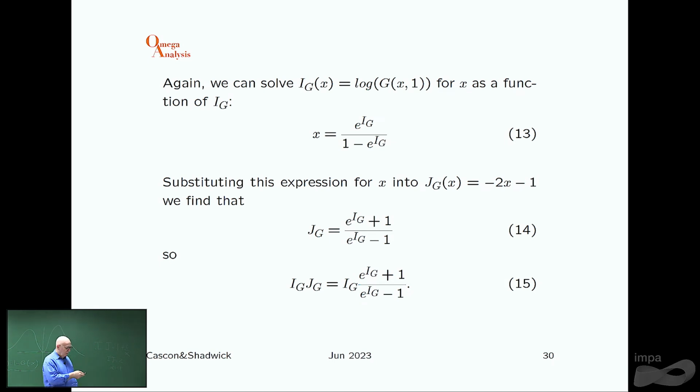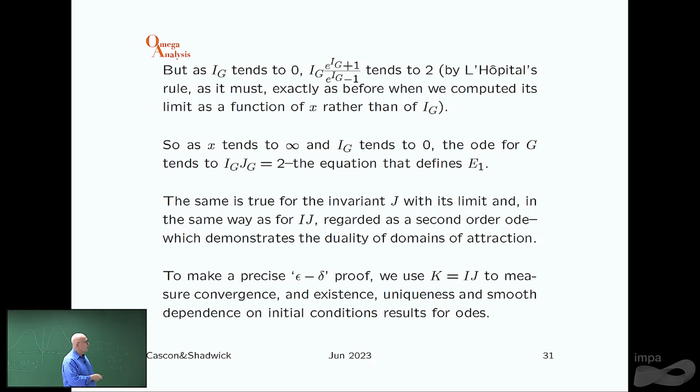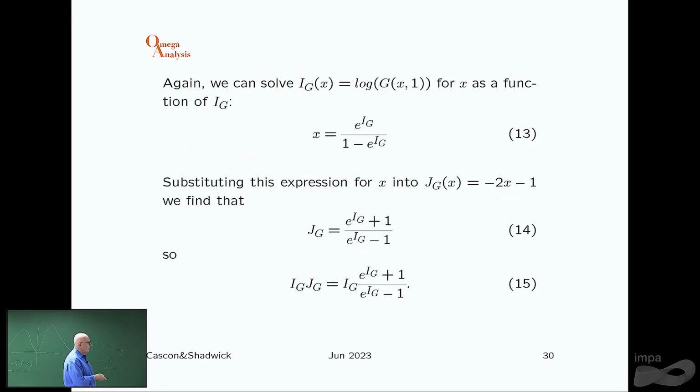But lo and behold, plug into L'Hopital's rule, and what do you find? You find the limit of 2. Well, you have to find the limit of 2. We've already done this, right? This is just a different way of writing the limit we've already computed. But the content of this calculation we've just done is to say that the differential equation, IG equals this, is tending to IG equals 2, which is precisely the equation for the Frechet distribution.